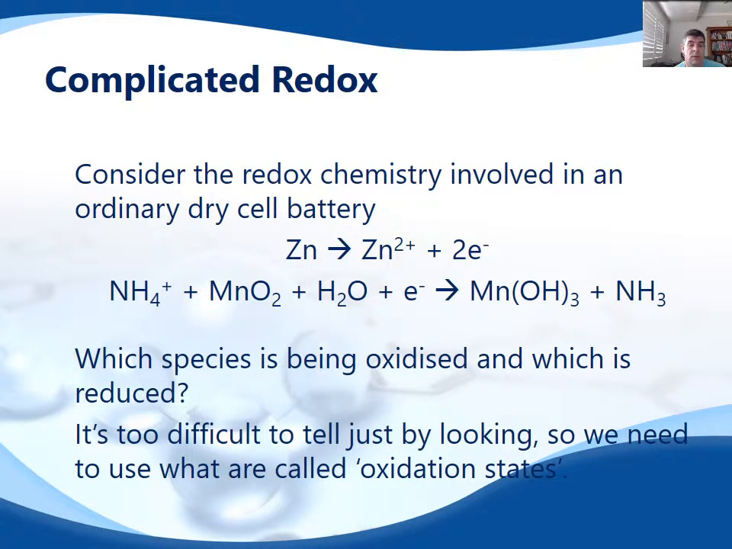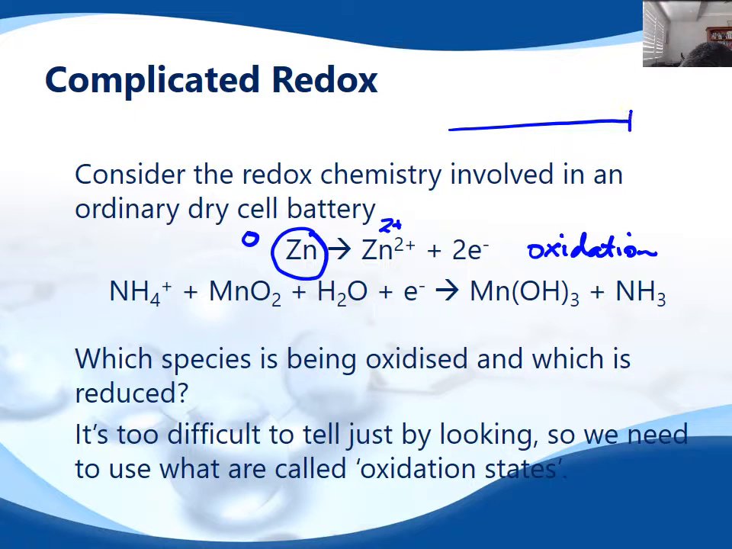So have a look at the two equations that are on the slide at the moment. In an ordinary dry cell battery, we have a zinc electrode, and the zinc electrode is losing electrons. So this is oxidation. Zinc is going from its elemental state, which it has a balance of charge, to a 2+ ion. And it does that by losing 2 electrons.